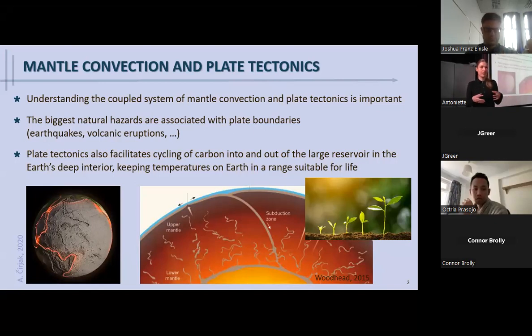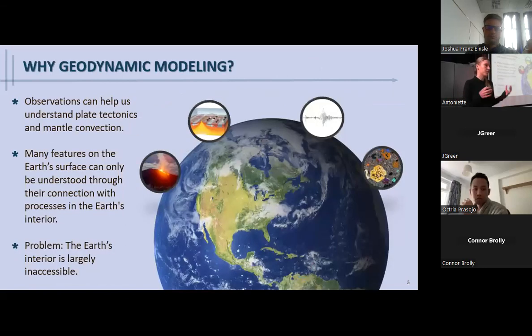It's important to understand this coupled system because on the one hand, many of the Earth's biggest natural hazards, like volcanic eruptions, earthquakes and tsunamis, occur because of plate boundary processes. But then on a long time scale, plate tectonics also provides a means for cycling of elements such as carbon through the Earth's deep interior, and that has kept the temperatures at the Earth's surface in a range suitable for life throughout geologic history. Of course, there are many observations that can tell us about mantle convection and plate tectonics. But if we want to understand what these observations mean, then we have to connect them to what happens in the Earth's deep interior.